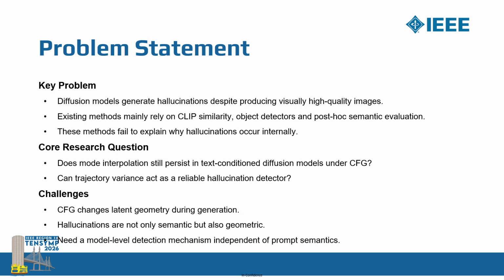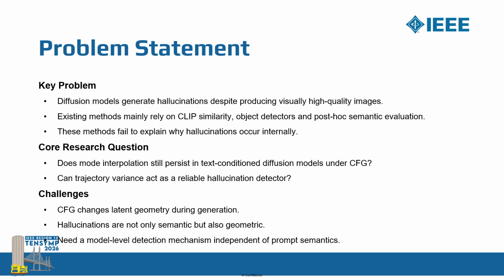So let's look at the problem statement. Here's the core problem. Diffusion models hallucinate even when the output looks visually high quality, and the existing detection methods, which are CLIP similarity scores, object detectors, and post-hoc semantic checks, all share the same limitation. They tell you what went wrong, but not why it went wrong.